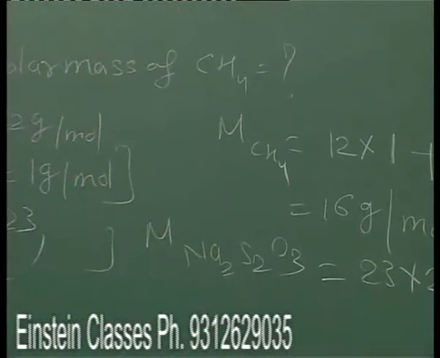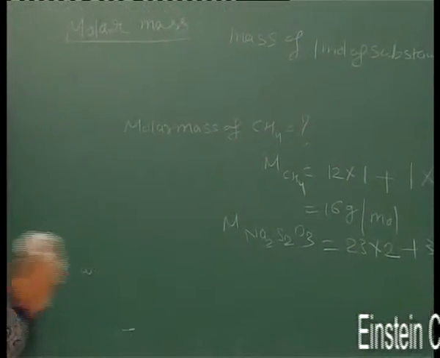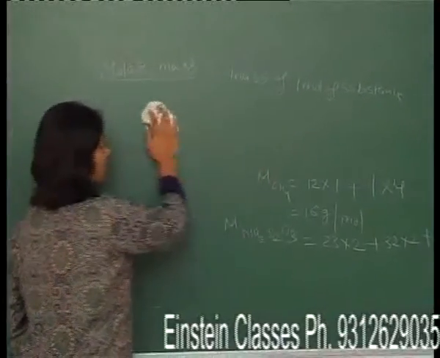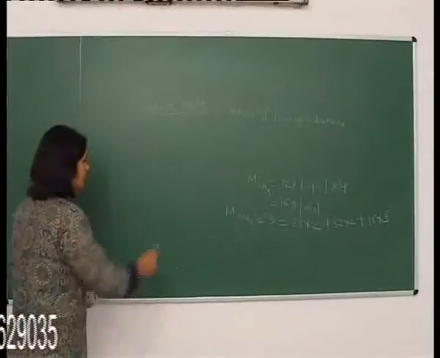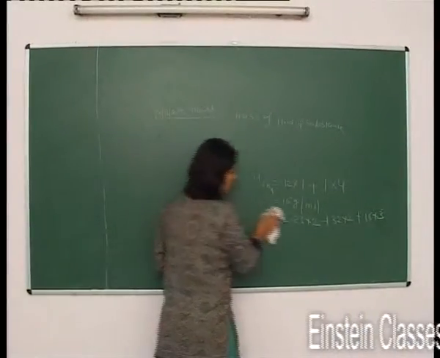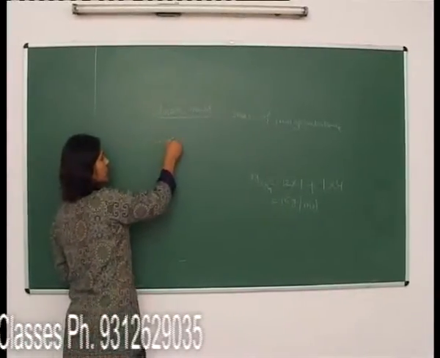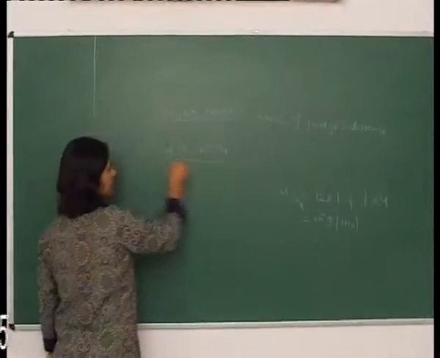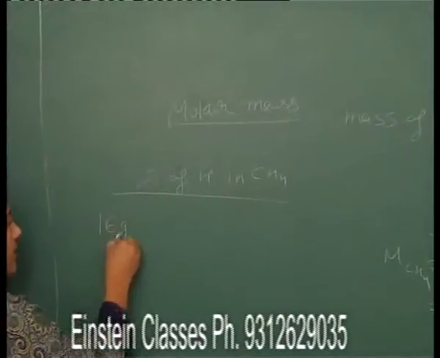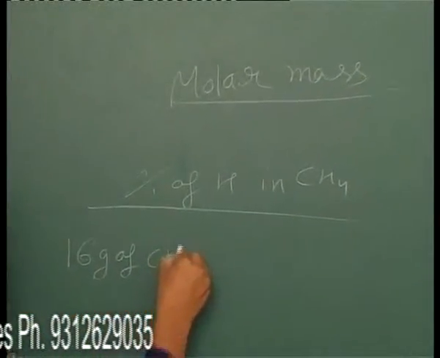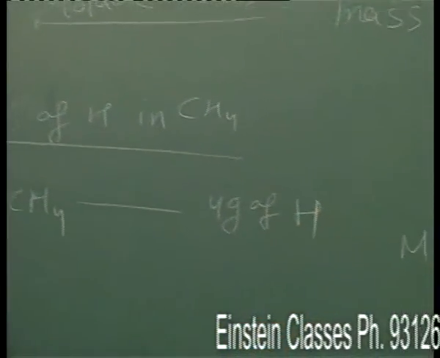Now next is another application. Now we are going to discuss the application of the molar mass. We can calculate the percentage of an element in a molecule. For example, I will take the example of methane, a very simple example. If I need to calculate the percentage of H in methane, with the help of molar mass we can do it. In 16 gram of methane, there are 4 gram of H present.